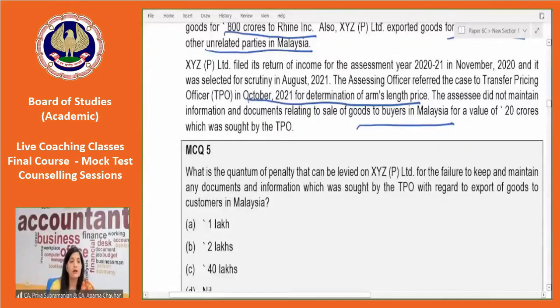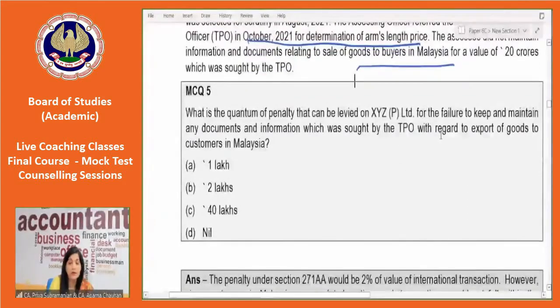What is the question they are asking you? This MCQ says, what is the quantum of penalty that can be levied on XYZ Private Limited for failure to keep and maintain any documents and information which was sought by the TPO with regard to export of goods to customers in Malaysia? The Malaysian customers are unrelated entities, right? The requirement for maintaining the documents and information is with relation to the international transaction or with the AE. Here, there is no requirement.